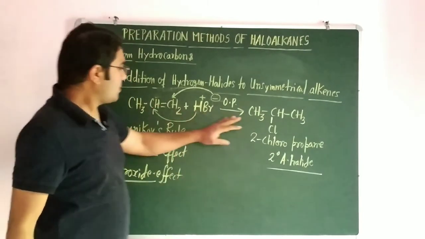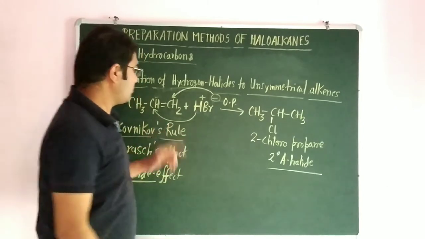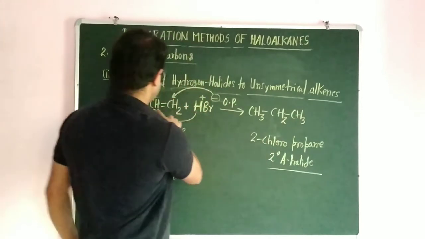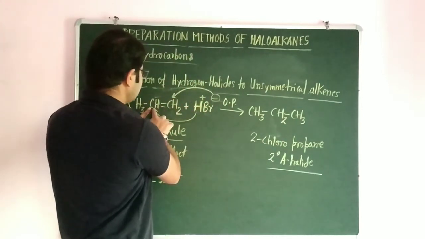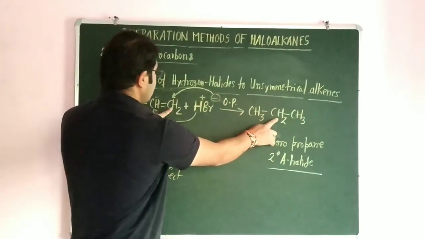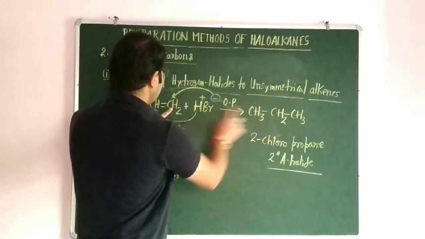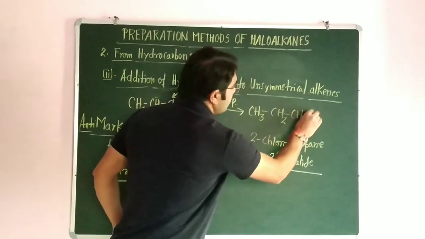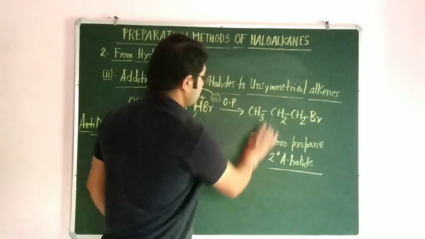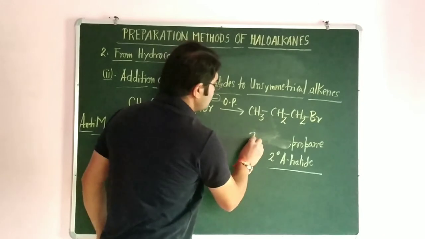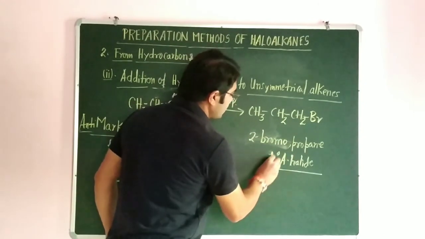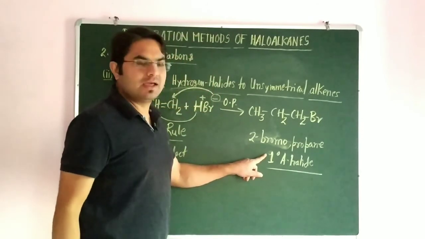So the product formed here is different, and the product formed here is CH3CH2, because here in CH, one hydrogen is attached here, it becomes CH2, and the double bond changes into a single bond, then CH2 because Br is adding on the last carbon atom, then it forms CH2Br. So here the product formed is 1-bromopropane, and this is known as 1 degree alkyl halide.